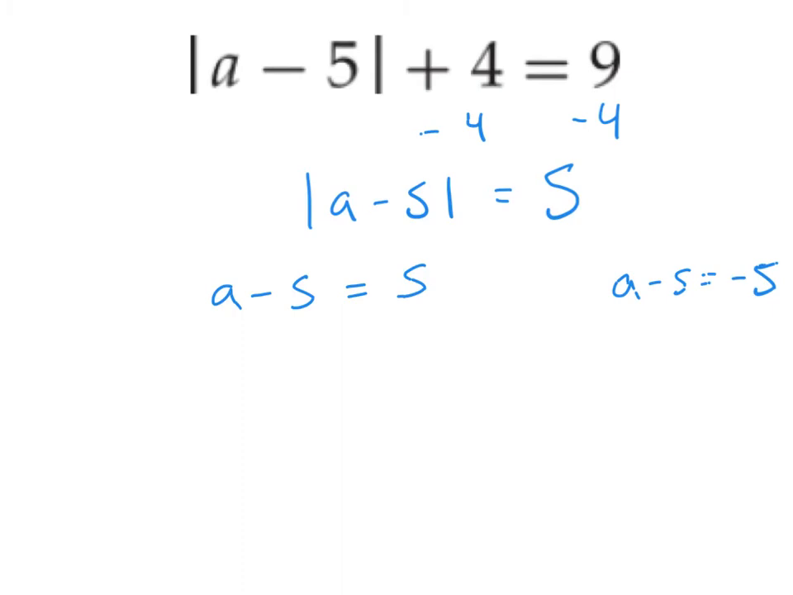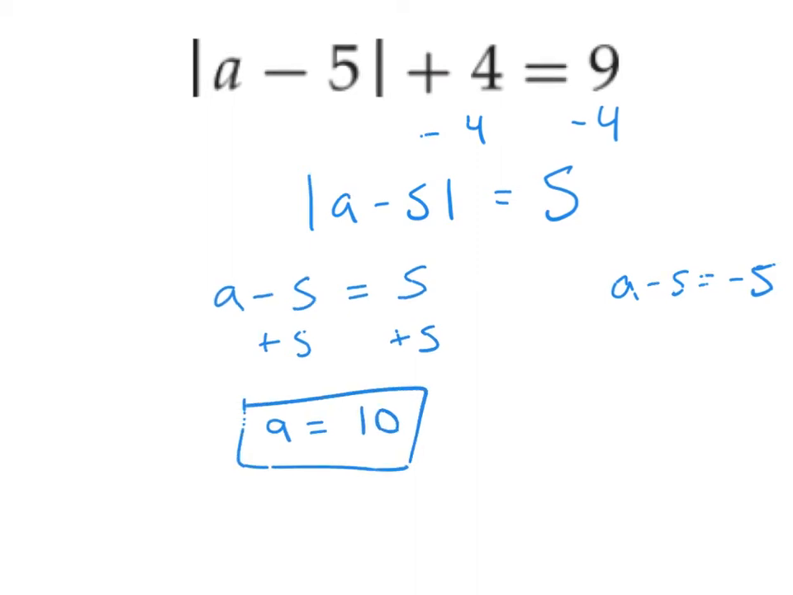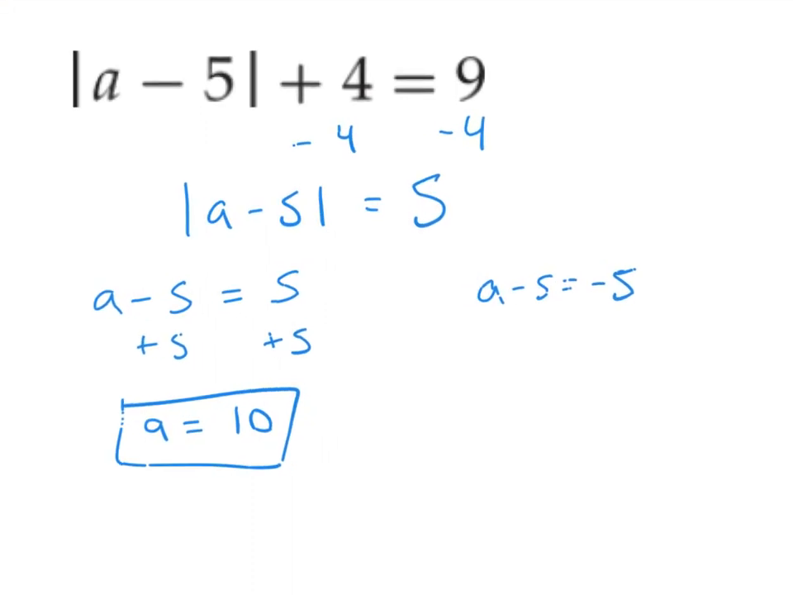What do we do to solve our equation on the left here? A minus 5 is equal to positive 5. Add 5. So a is equal to 10. So that's one answer. And then what about our second equation here? A minus 5 is equal to negative 5. What do we need to do? Add 5. So we get a is equal to 0. And that's our second answer.